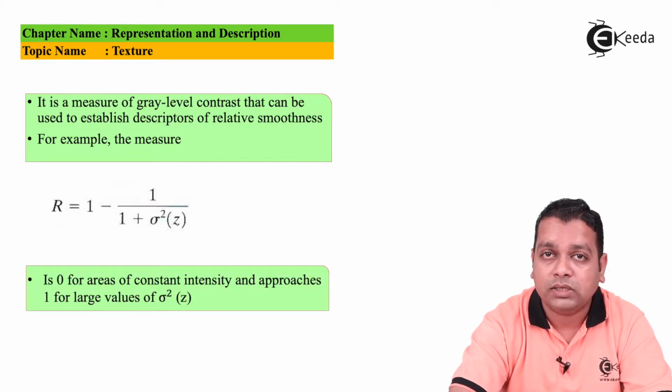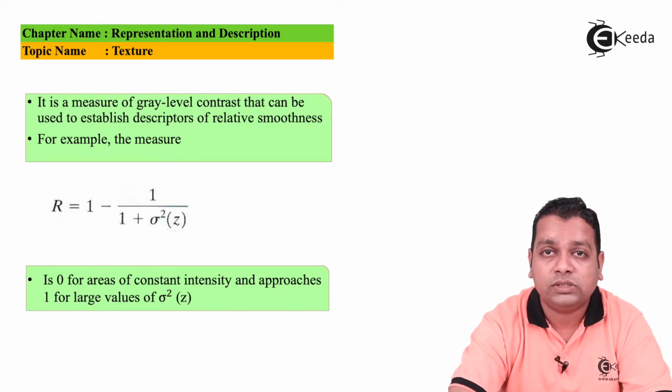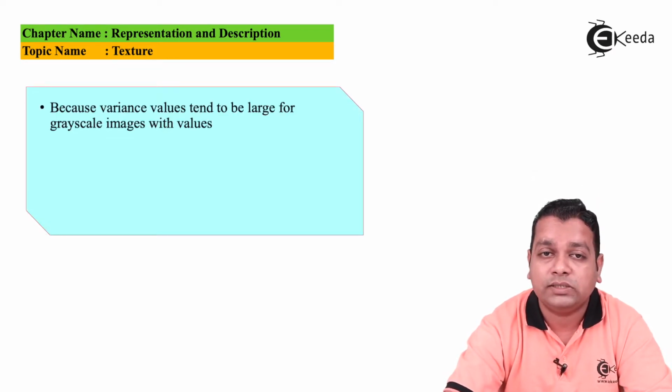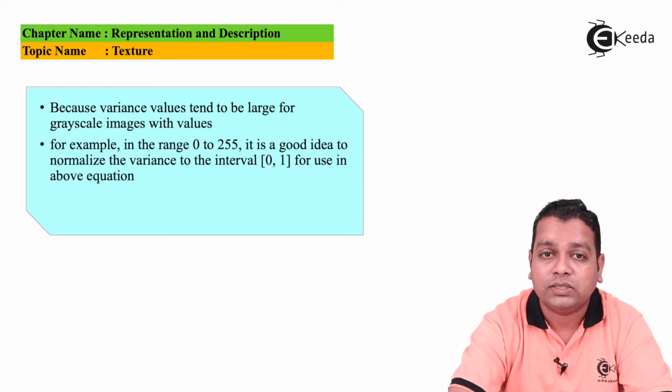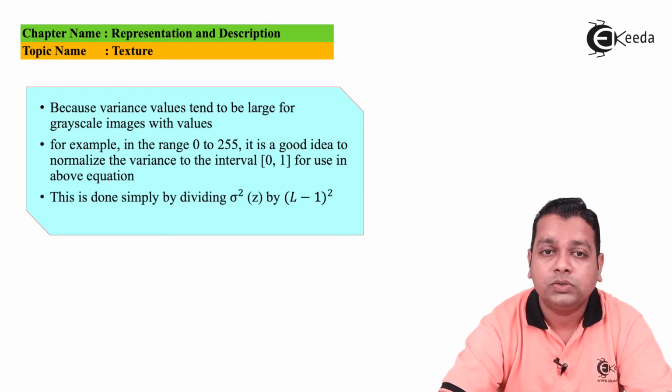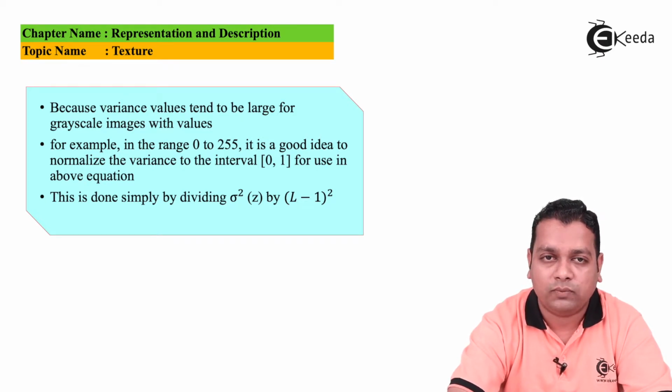So this measure capital R is 0 for the areas of constant intensity and approaches the value 1 for the larger values of the variance, denoted as sigma square as a function of z. Because the variance values tend to be large for grayscale images with values, for example, in the range 0 to 255, it is a good idea to normalize the variance to the interval 0 to 1 for use in the above equation. This is done by simply dividing sigma square of z by the bracket squared, that is, L minus 1.